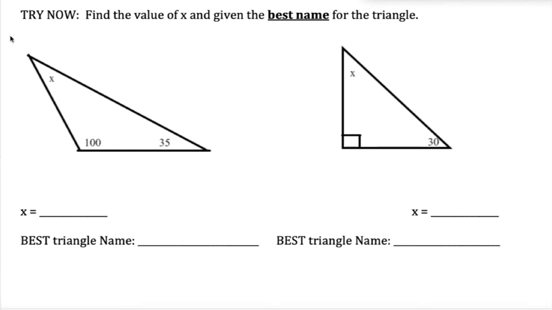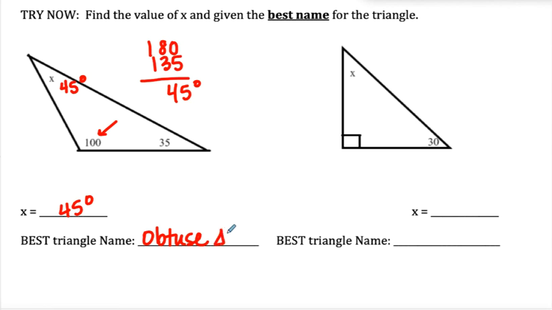Okay, so if you did that, you learned that you would do 100 plus 35, which is 135. You would subtract that from 180, which would give me 45 degrees. Okay, you'd look and see that you have an obtuse angle right here. So x is 45 degrees, so I know that it is an obtuse triangle. But I could also name it based on its sides. And since every angle is different, that means that all three sides of the triangle are different. So I would call this an obtuse scalene triangle. Okay, so I could name it using both the sides and the angles.